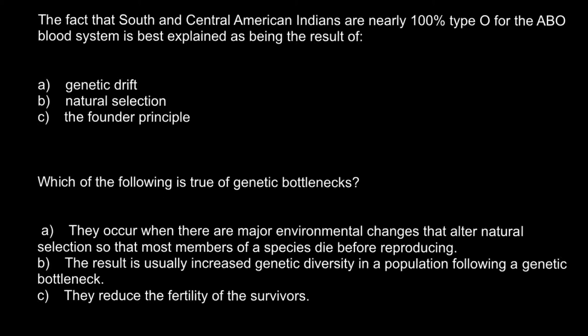And here's the first question: the fact that South and Central American Indians are nearly 100% type O for the ABO blood system is best explained as being the result of, and here are the three answers to choose from, and let's talk about each possible answer in turn.